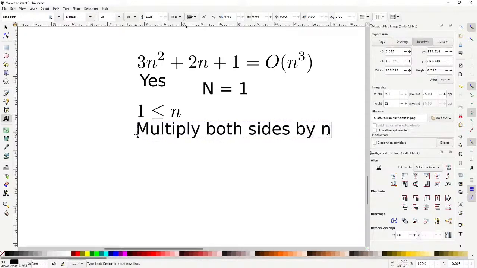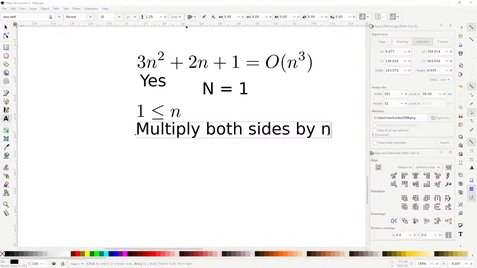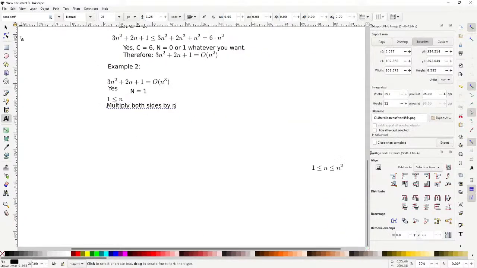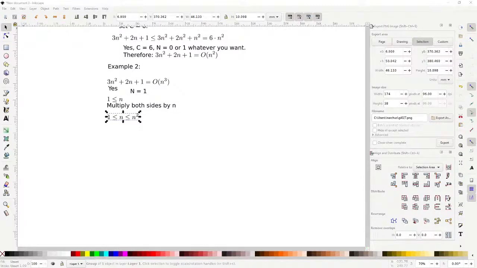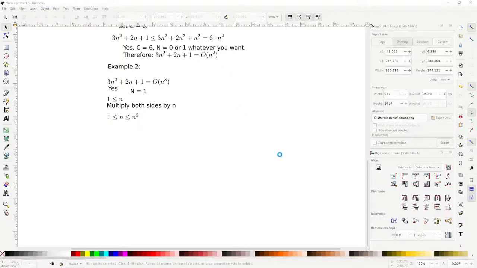by n, and what you get is 1 is less than or equal to n is less than or equal to n squared. But then you can do that one more time. If you multiply all the sides by n again, then what you get is that 1 is less than or equal to n is less than or equal to n squared is less than or equal to n cubed. And that should satisfy you, hopefully, theoretically.